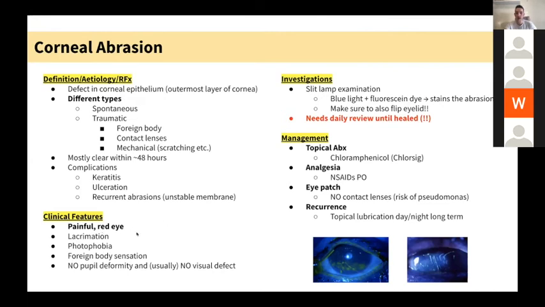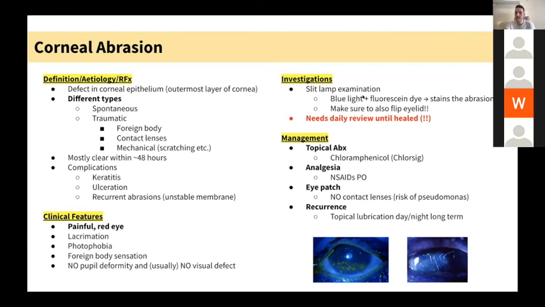You usually get a painful red eye, which can also be quite watery and teary, can have photophobia, and it can also feel like there's a foreign body in there, even though there's actually not. But the key thing is, because it's not a full penetrating injury through to the pupil, you don't have a visual defect and you don't have any pupil deformity.